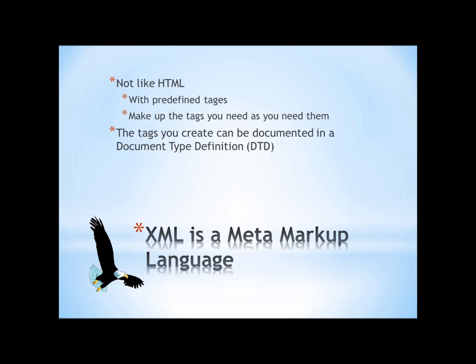Now, in some ways, it's not like HTML. HTML uses predefined tags. And the difference with XML, if you're familiar with HTML, you know lots of tags like body, heading, title, paragraph. Instead, in XML, you get to make up the tags that you need as you need them. So you can put any words inside your tag definitions. The tags you create can then be documented using a document type definition, which will come a little further on down in the course.